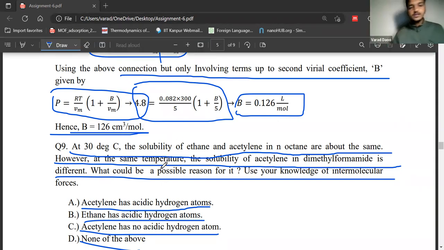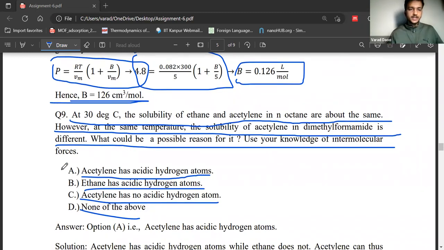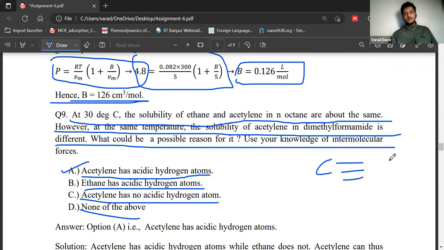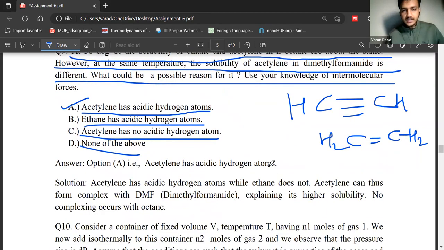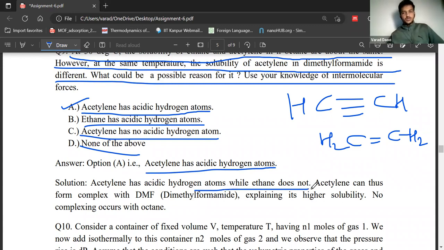Okay, so anybody got any answer? The correct answer is option A. Acetylene has acidic hydrogen, right? So what is acetylene? This is acetylene and this is ethane. So acetylene has acidic hydrogen. The solution is that acetylene has acidic hydrogen while ethane does not.